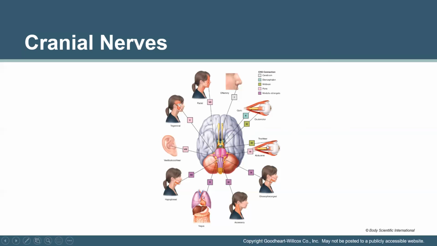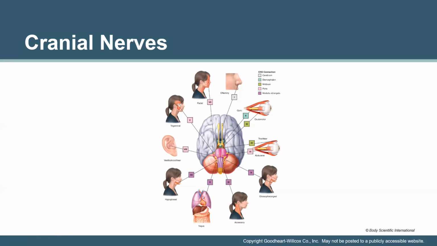Cranial nerve number 4 is the trochlear nerve. This is both sensory and motor, so it's a mixed nerve. Eye movements as well. We have a lot for eye stuff. The trigeminal nerve is cranial nerve number 5. Trigeminal nerve is a mixed nerve, meaning both sensory and motor, and it deals with facial sensation and jaw motion.